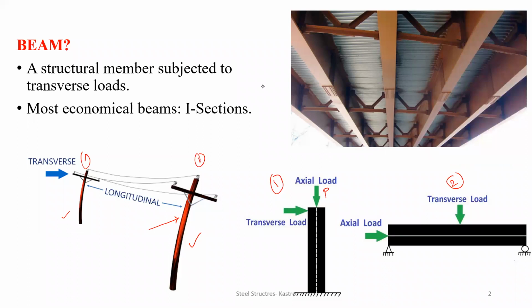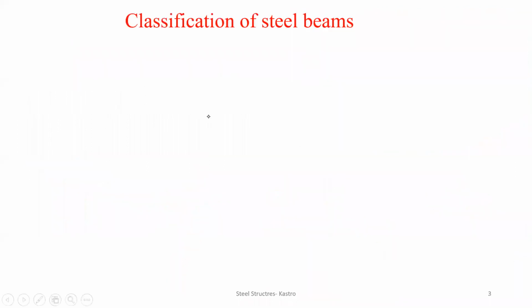Okay, so a beam is a structural member which is subjected to transverse load, and the most economical section for a beam is a typical I section. Now the next aspect is classification of steel beams. We have six to seven different classifications of steel beams available to us. Let's look at each one of these individually.